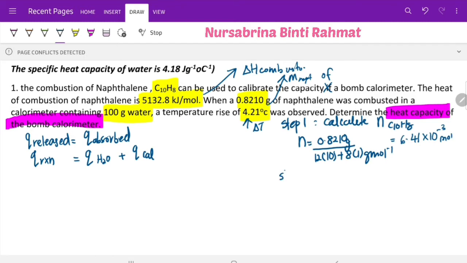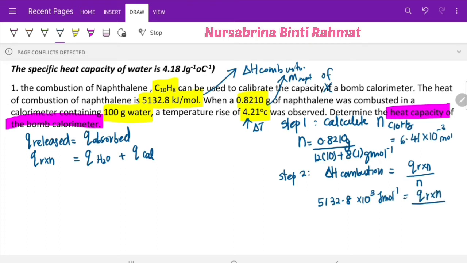So step 2, you're going to calculate the Q reaction by using the enthalpy of combustion given. So how do we get enthalpy of combustion? Enthalpy of combustion equals Q reaction over number of moles. So we have here the enthalpy of combustion is 5132.8 kilojoule per mole. That kilo I need to change to scientific notation because it must be in joule per mole, equals Q reaction over number of moles, which we already calculated before, which is 6.41 times 10 minus 3 mole.